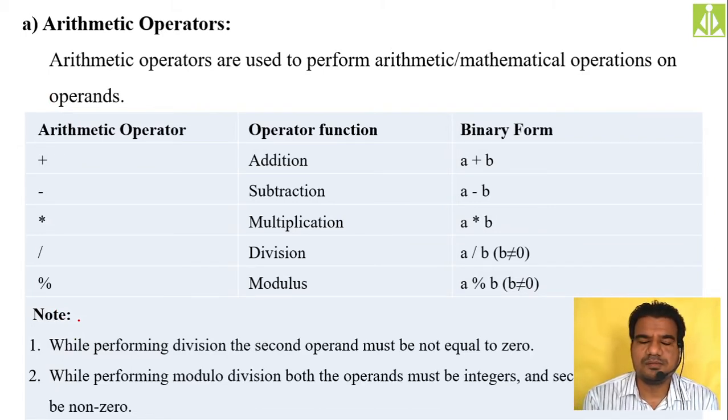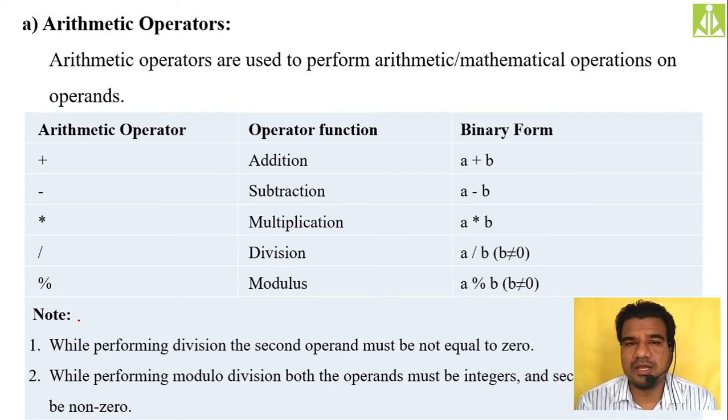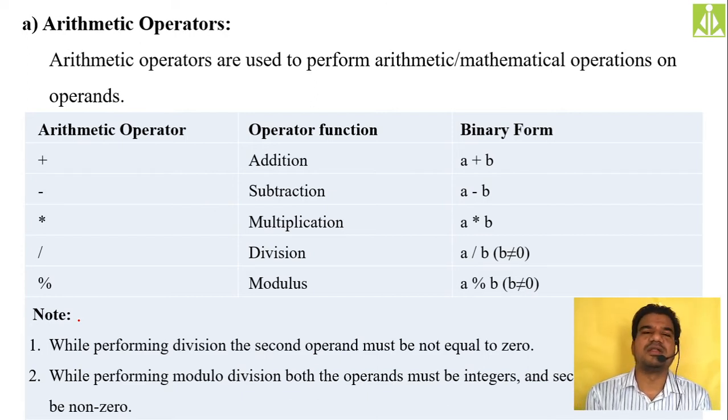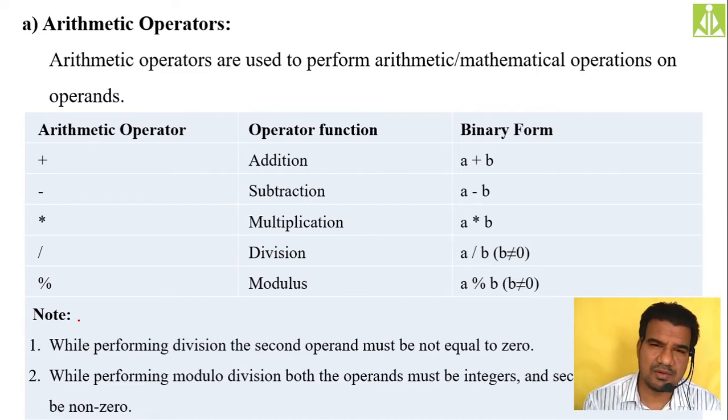See, arithmetic operators are used to perform arithmetic or mathematical expressions. Operations like plus, minus, multiplication, division, and modulo division that we have in our routine mathematics, we call them arithmetic operations, and to perform these types of arithmetic operations, we have special symbols in our C language.